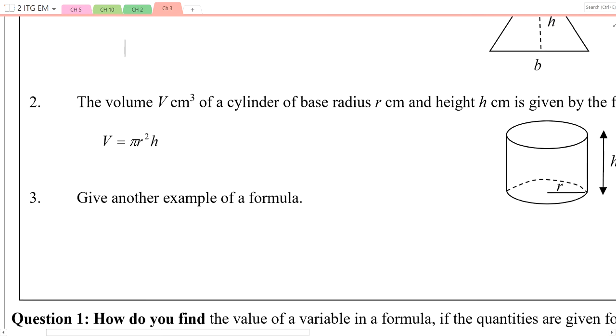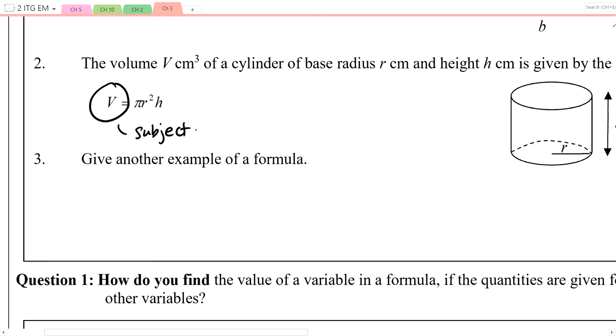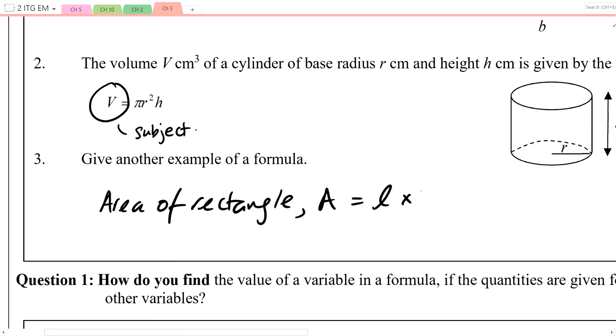Another example, we've got the volume of a cylinder is given by V equals pi r squared h. So in this case we call V the subject. Okay, another example of a formula, I'm sure you can think of many. For example, the area of a rectangle, let's call it A equals length times breadth. So in this case, A again will be our subject.